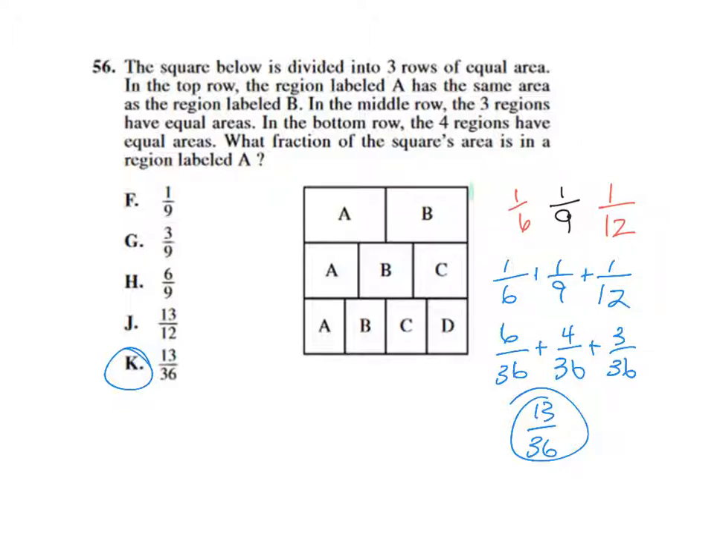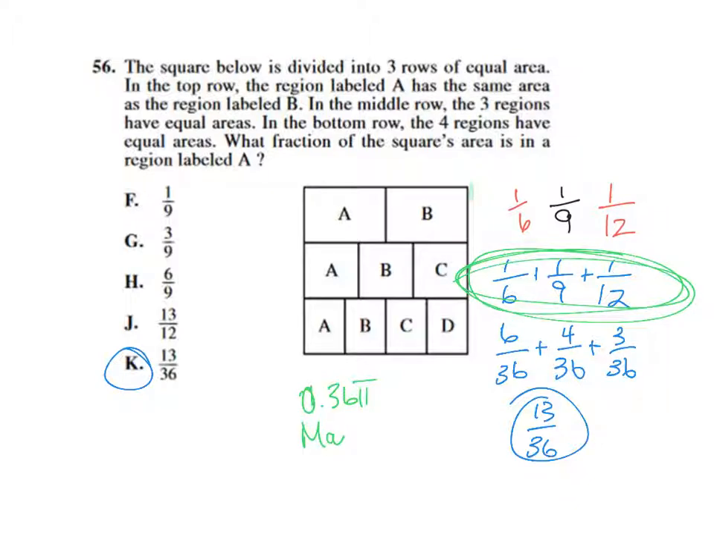But remember, it's a time test. Finding a common denominator could take some time. I could simply just add these together, 1/6 plus 1/9 plus 1/12, and the calculator tells me that that is 0.3611 repeating. And then you have the math frac button on the calculator that would turn this into a fraction for you. And so if you do that, you should get 13/36. So the answer is K.